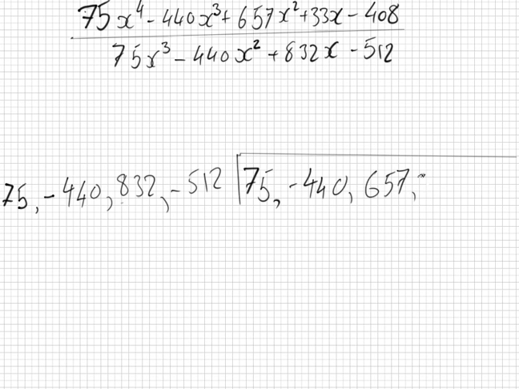657, 33 minus 408. So, 75x cubed and 75x^4. So what would I need here? I need x. So that would be 75x^4. Well, notice what happens. It looks like I get just this.